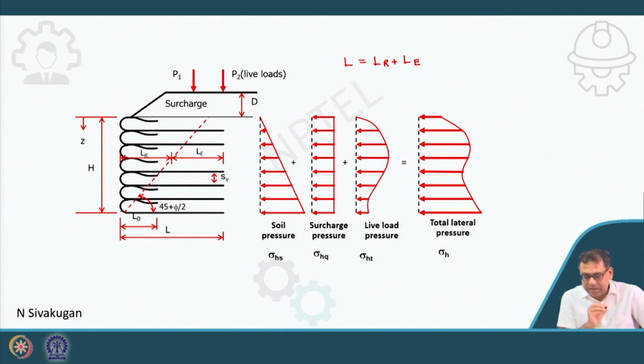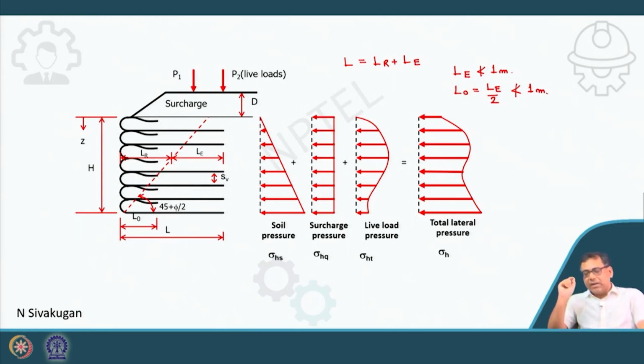Now, in this type of retaining wall, LE cannot be less than 1 meter. It is a must. If your LE is coming less than 1 meter, you have to provide at least 1 meter for this LE. Okay. Another thing is the L0. L0 is the fold portion. Clear? L0 is equal to LE divided by 2, but cannot be less than 1 meter.